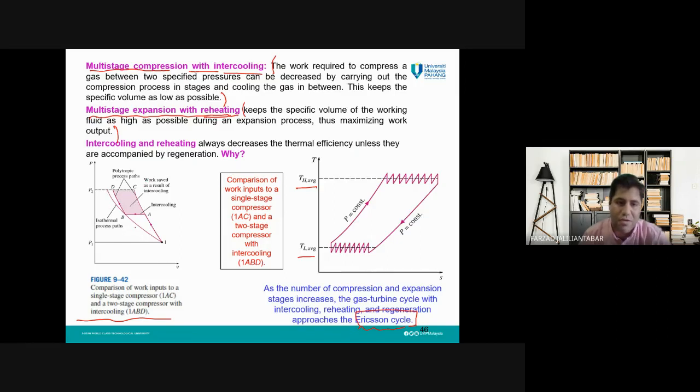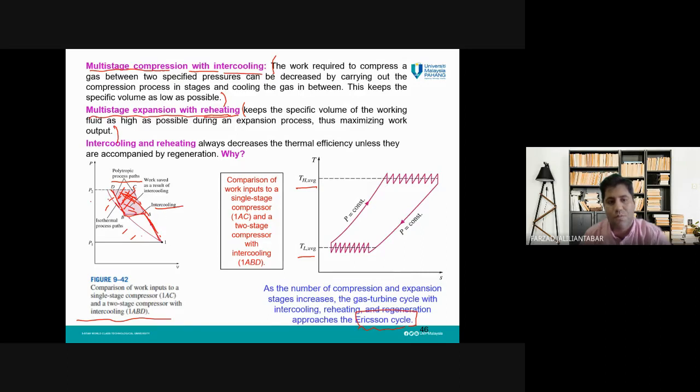We have the isothermal approach, which gives us the minimum possible work in this PV diagram. But generally, we have a polytropic path. If we don't use any intercooling, it will be like this. Then the required work input will be this much, a high work input requirement. But if we use intercooling, this amount of work will be reduced because the path of this process will be like this.